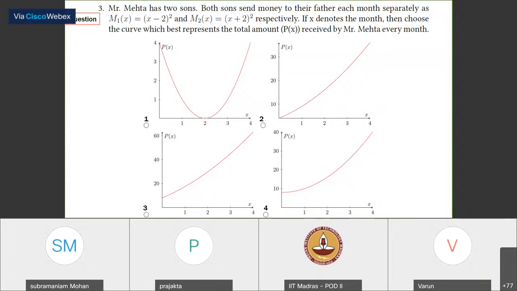So the first question is, Mr. Mehta has two sons. Both sons send money to their father each month separately, with M1(x) equals (x minus 2) whole square, M2(x) equals (x plus 2) whole square.